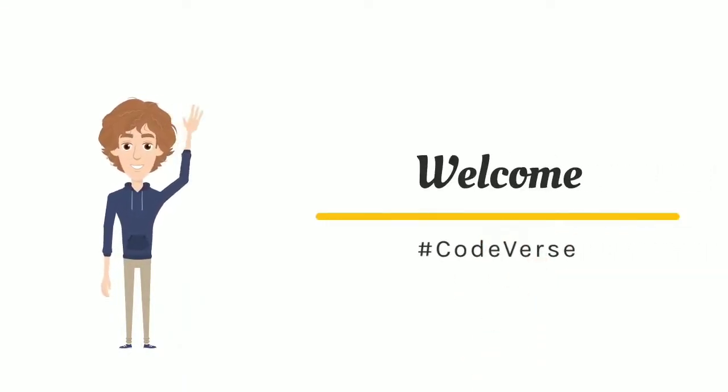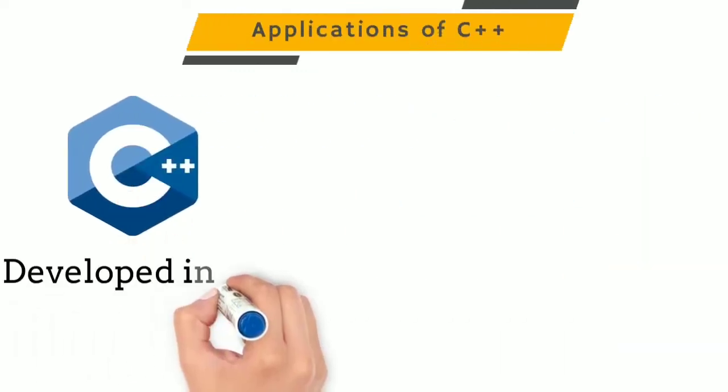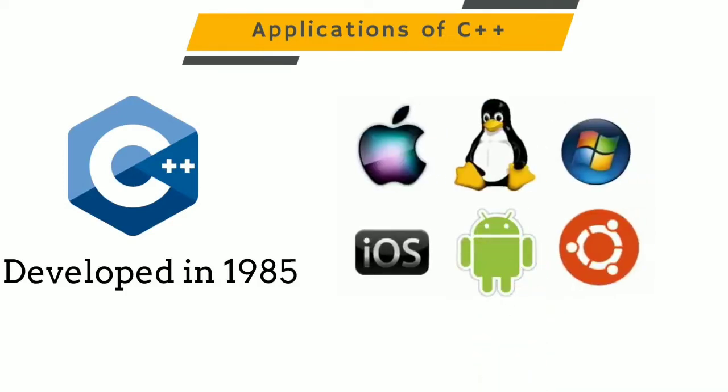In this video, we will learn about which programming language you should learn, C++ or Java. We will be comparing these programming languages according to their applications. C++ was developed in 1985. It is one of the oldest programming languages, so it is used to implement operating systems.